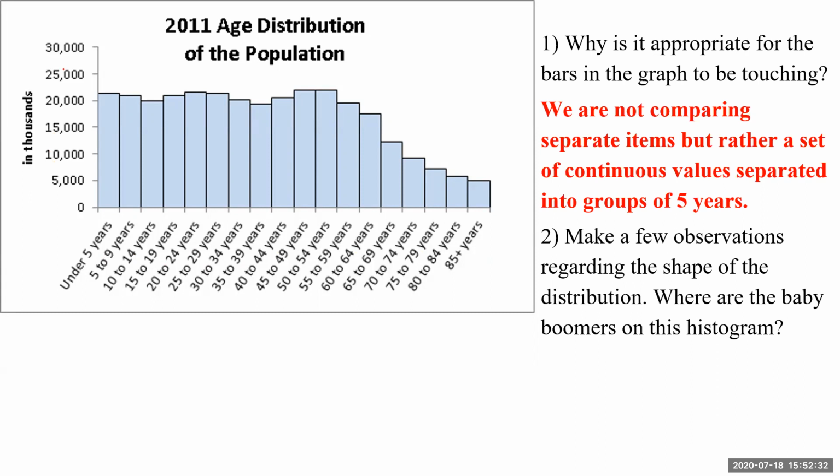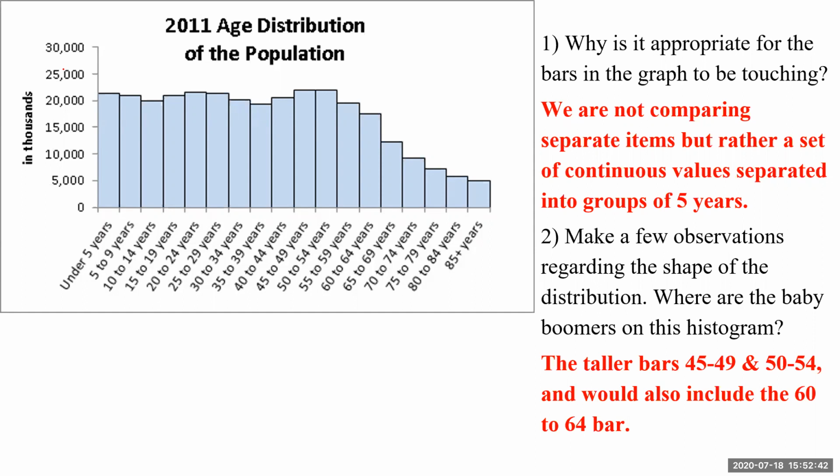Now, make a few observations regarding the shape of the distribution. Where are the baby boomers on this graph? Baby boomers are people who were born after the Second World War, right? Now the taller bars, 45 to 49 and 50 would also include 60 to 64 bars. So that is where we find the baby boomers.